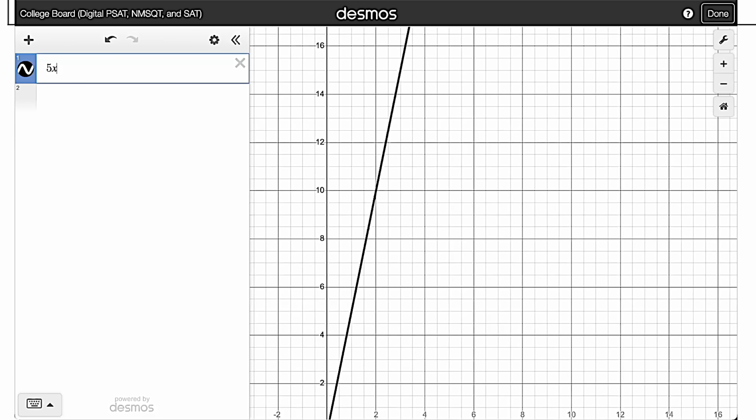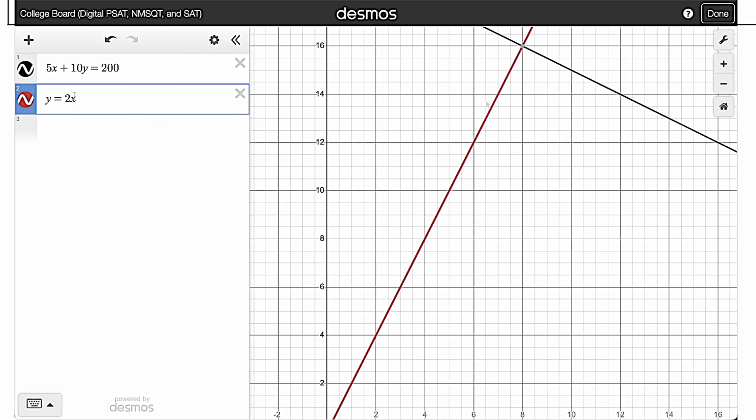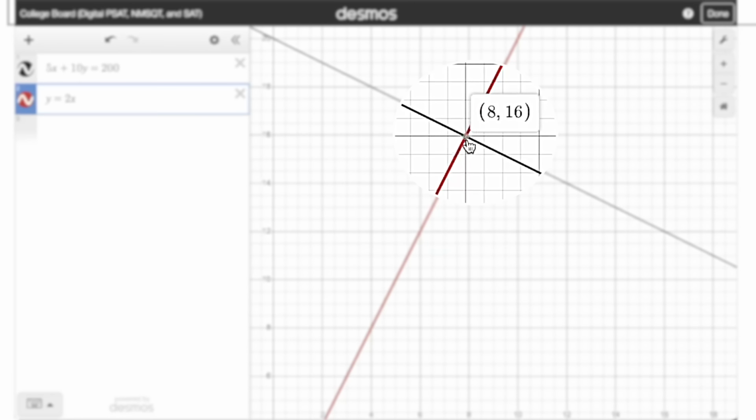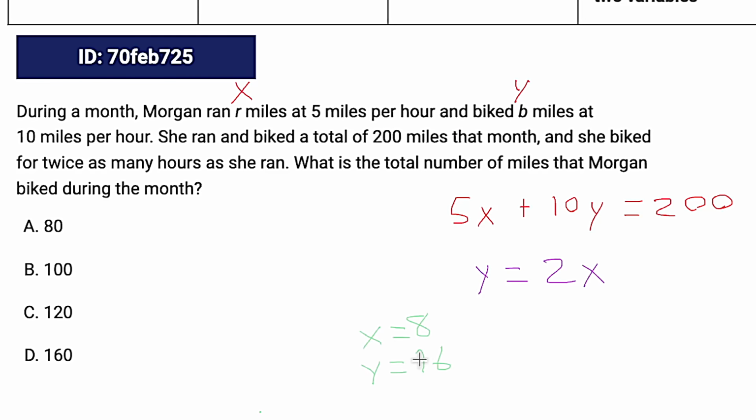Same thing, we're just going to put our equations in. We've got 5x plus 10y equals 200, and then we've got y equals 2x. All right, the intersection point is showing up right here. Intersection point is 8, 16. So let's write that down real quick. X is 8, y is 16. All right, and then let's make sure that we know what we're answering here. It says, what is the total number of miles that Morgan biked?